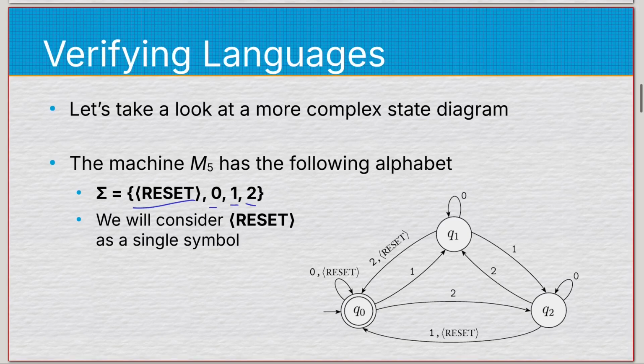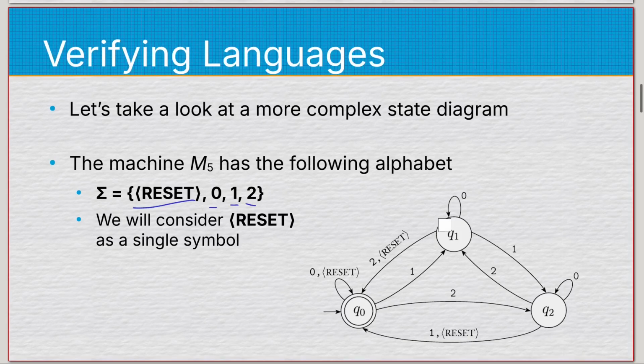And we can see that we start with Q0. It can accept an empty string. That's one thing to note. It loops on 0 and reset. On 1, it goes to Q1. On 2, it goes to Q2. And that's 1, 2, 3, 4. That's everything for Q0. And we move on to Q1.